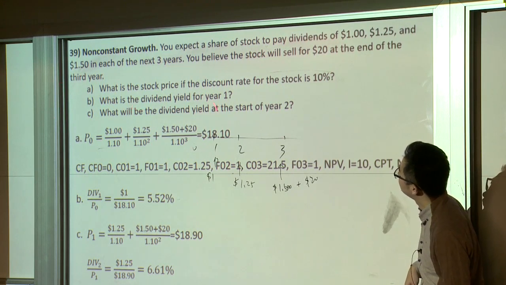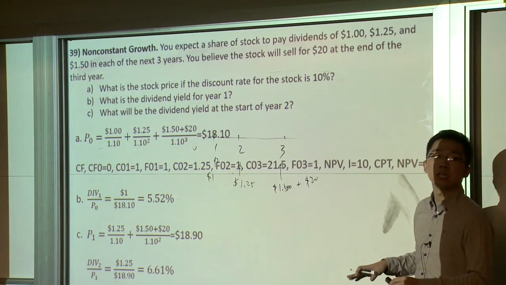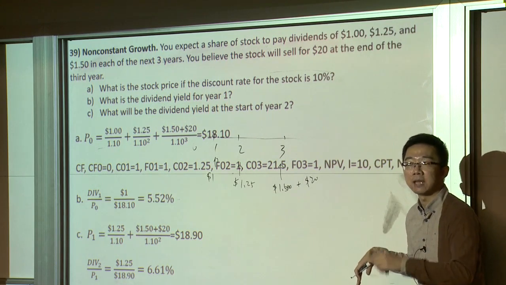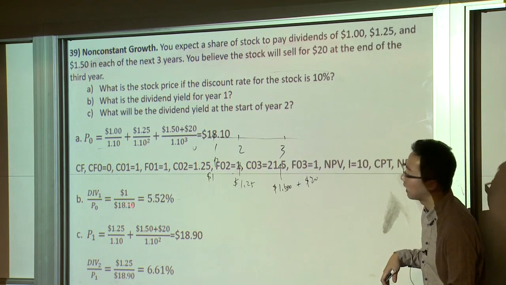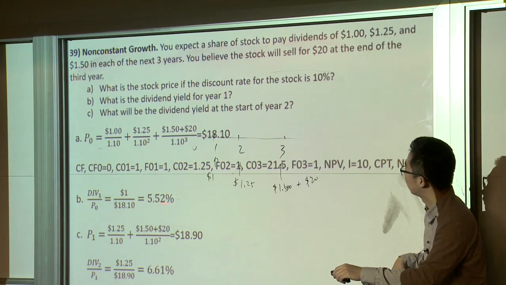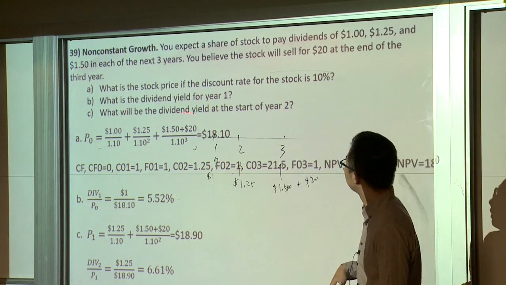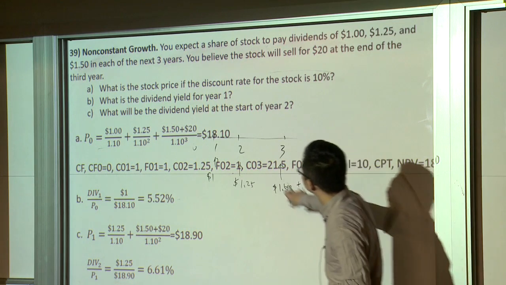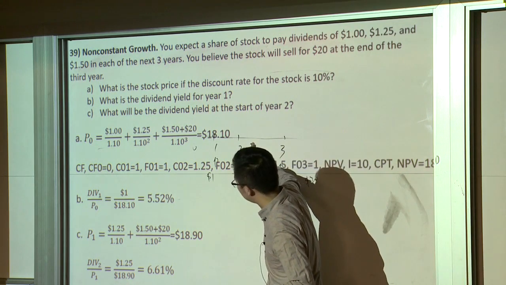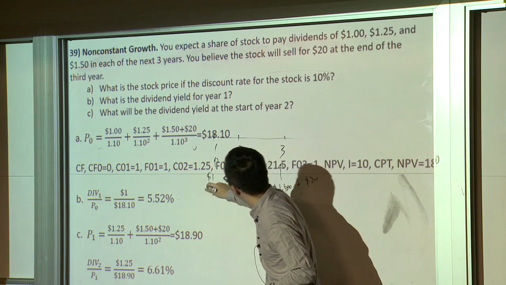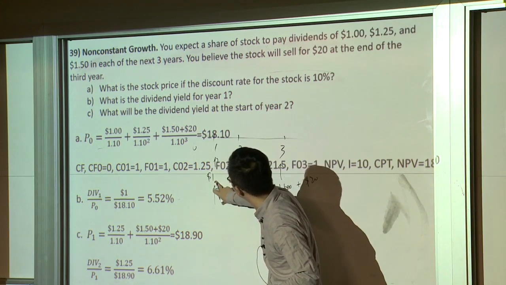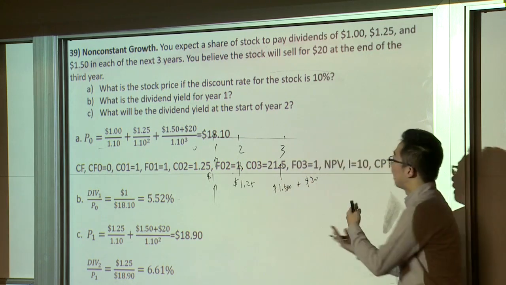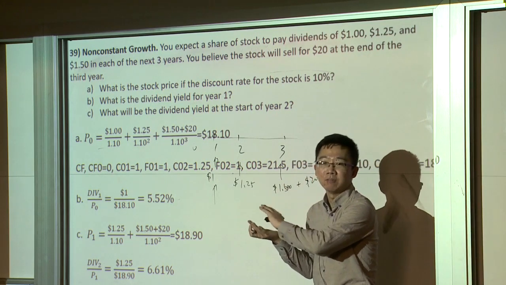And what is the dividend yield for year 1? Dividend yield for year 1: the dividend we got in year 1 divided by the stock price at the beginning of year 1. So okay, $1 divided by the stock price, okay, dividend yield. And what will be the dividend yield at the start of year 2? At the start of year 2, so it's just right. Where is it? Right here. Okay, as this is the start of year 2, it's going to be the dividend they're going to receive in year 2 divided by the stock price at the beginning of year 2.